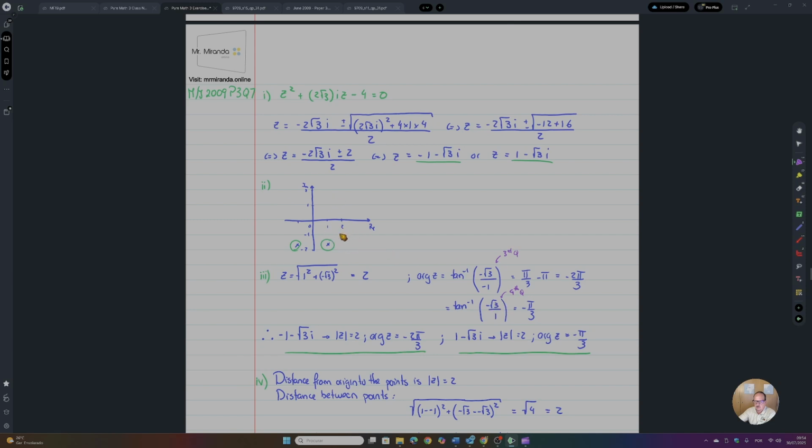Everything that lies in the first and the fourth quadrant, you don't have to perform any mathematical calculation to get the correct argument. So for the fourth quadrant, the result in the calculator is the one that you put. So the final answer for this complex number: the modulus is 2, the argument is minus 2 pi over 3. For the other one, the modulus is also 2, and the argument is minus pi over 3.